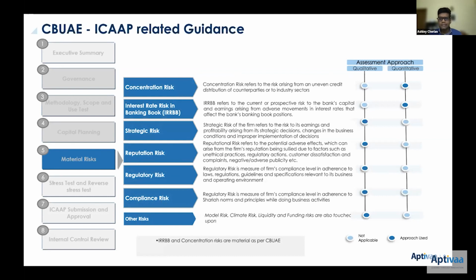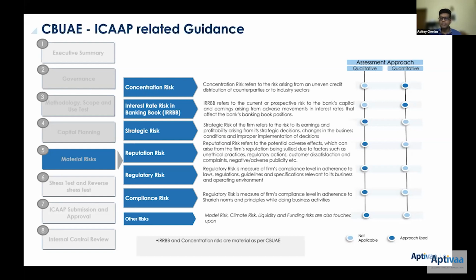So again, this is a slide that talks to what are the risk types and what assessment methodologies are typically in place. A lot of the Pillar 2 risks tend to be assessed in a qualitative manner. Something like a concentration risk or an interest rate risk in the banking book can be assessed in a more quantitative manner, as opposed to, say, reputation risk or strategic risk, which typically get assessed in a qualitative manner.